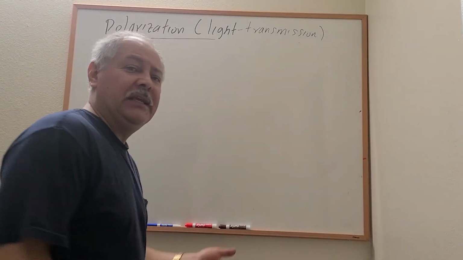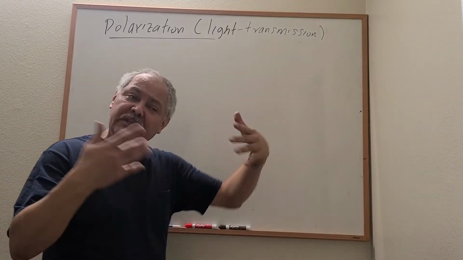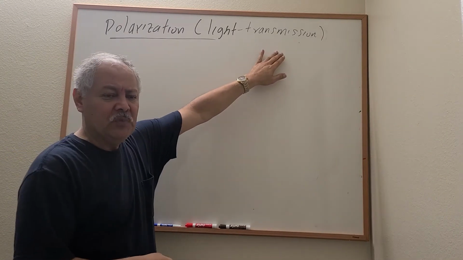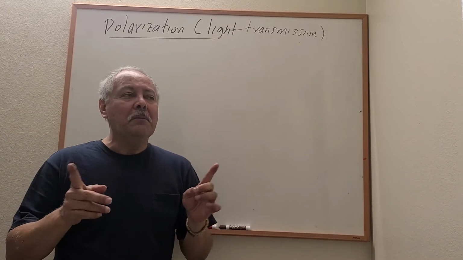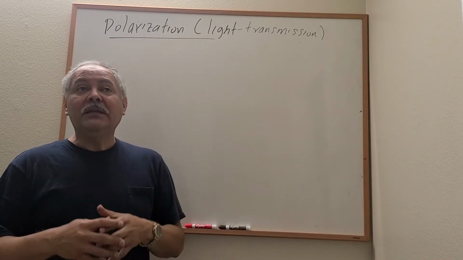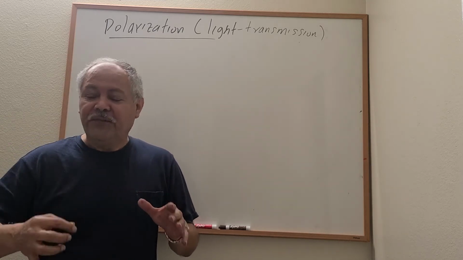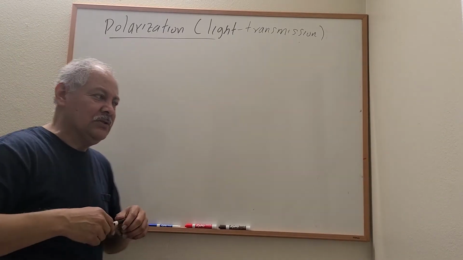Okay, let's go to the next topic, which is polarization of light using transmission. We have already talked about polarization using reflection. Today let's use transmission. When we are dealing with light, remember light is formed by an electric and magnetic field. For simplicity, we use the electric field as a reference, and the electric field is sent in all directions.